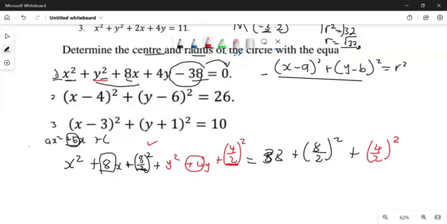What do I mean by that? I'm going to say 8 divided by 2. What is going to be 8 divided by 2? So this one is going to be x squared plus 8x plus 4 all squared. I'm going to write this thing here.